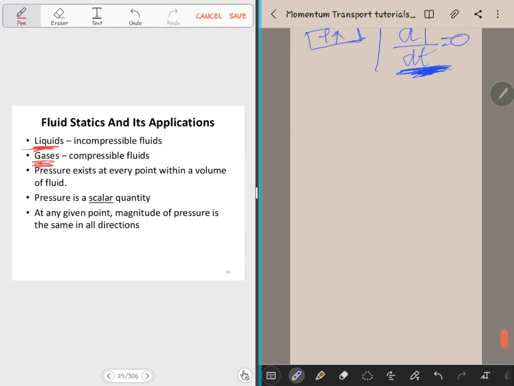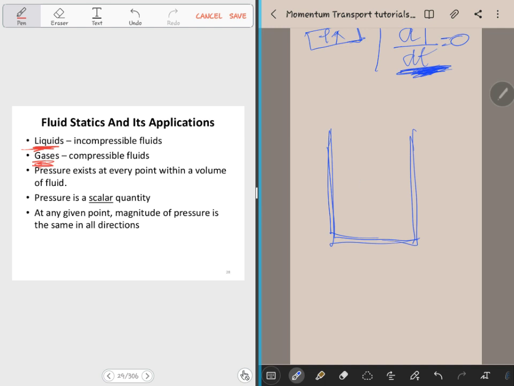You see, when we started, we were looking at basic concepts. Basic concepts are the concepts that you have in mind. When you have these concepts in mind, and then you are doing something like heat and mass transfer, or any momentum system you are trying to analyze, it helps you to understand them very well. Are we okay? So we have a volume of fluid, let's say in a container like this. We are saying at every point within that volume, pressure exists.